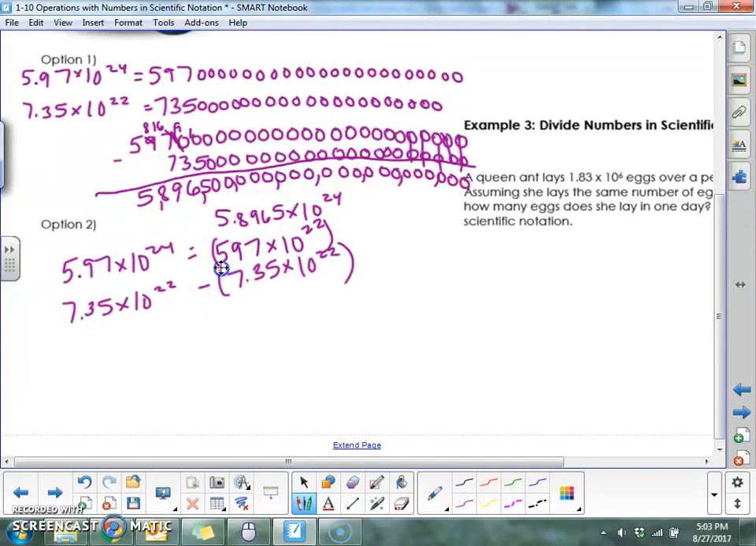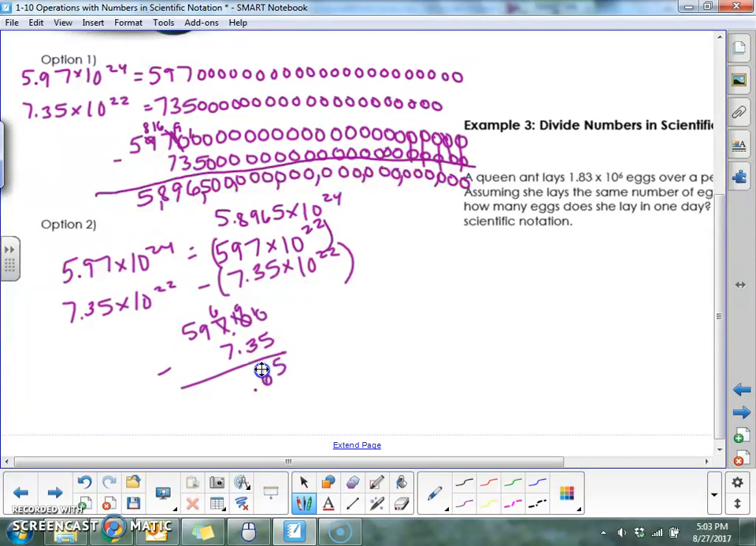Now when you're subtracting numbers that have the same power of 10 here, what you can do is subtract their numbers out front and leave it times 10 to the 22nd power. So I'm going to go ahead and subtract 597 minus 7.35 here. And when I do this, I'm going to have to do some borrowing here.